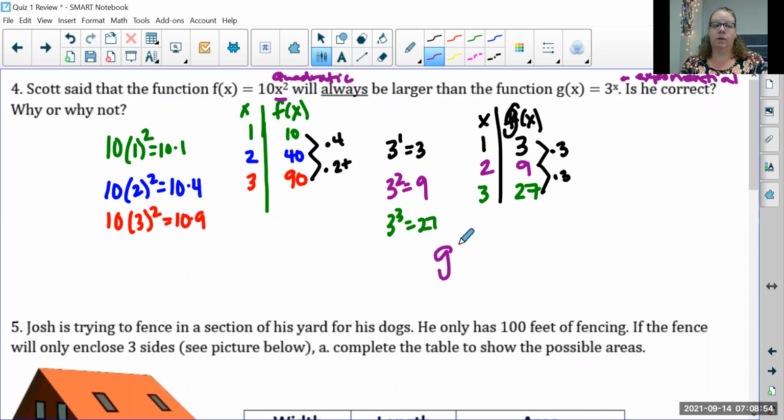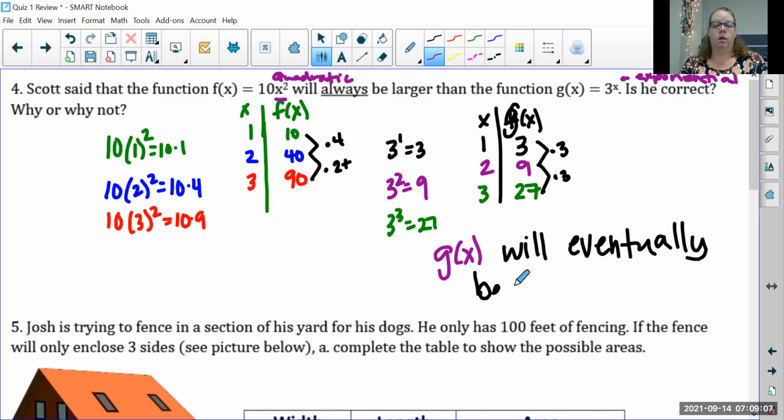So g of x will eventually be larger because it's exponential.